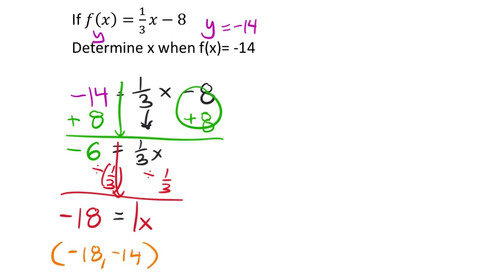Okay, so in other words, this problem gave us the output in the beginning. We had to backtrack using the function in order to figure out what was put into the machine at the beginning. It gave us an output of negative 14. We found that if you get negative 14 out, you had to have put in a negative 18 in the beginning.